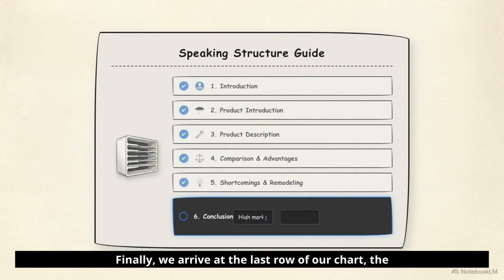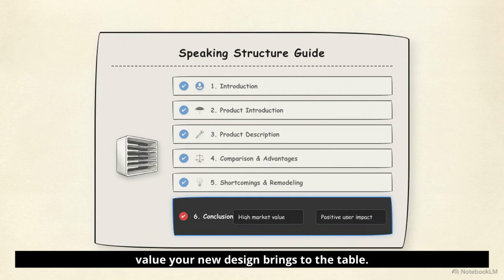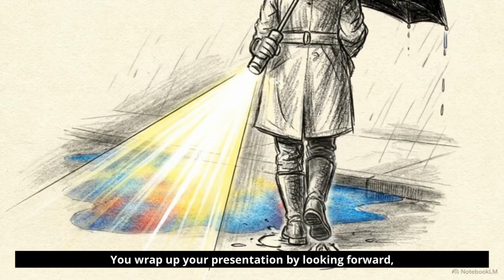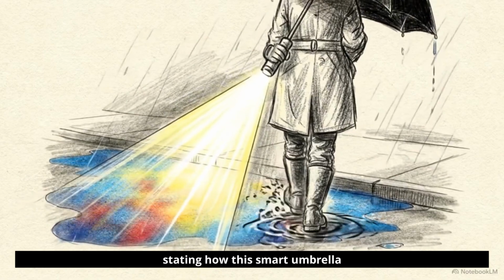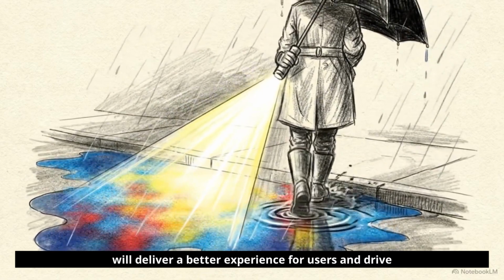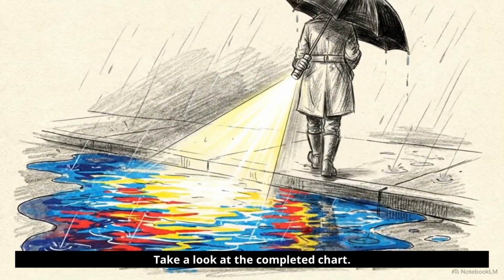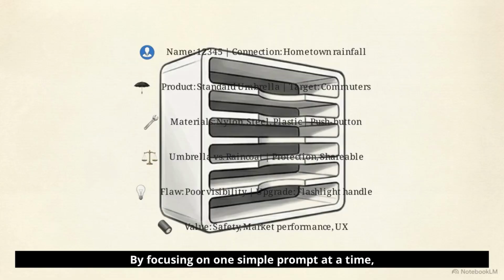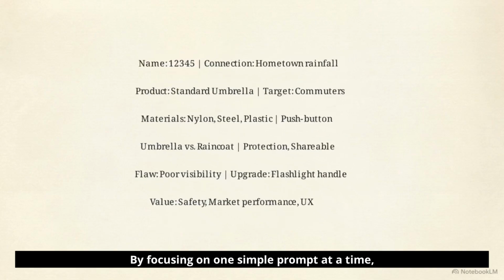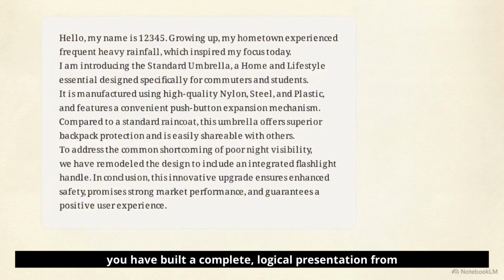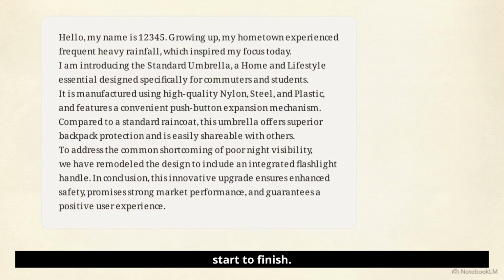Finally, we arrive at the last row of our chart, the conclusion. This is your space to remind everyone of the real-world value your new design brings to the table. You wrap up your presentation by looking forward, stating how this smart umbrella will deliver a better experience for users and drive strong sales performance. Take a look at the completed chart. By focusing on one simple prompt at a time, you have built a complete, logical presentation from start to finish.